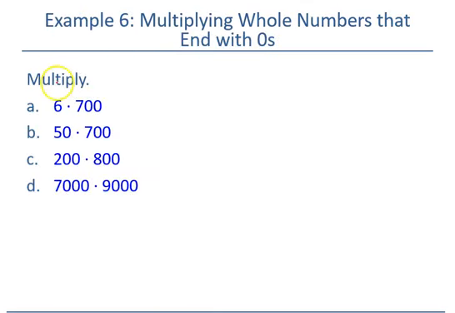Okay, let's multiply 6 times 700. Well, let's just do 7 times 6. Well, 7 times 6 is 42, and then I can just add on those 2 zeros. Well, notice here I've got 5 times 7. Well, 5 times 7 is just going to be 35. But then how many zeros do I got? Well, I got 1, 2, and 3. So I'm going to add 3 zeros.